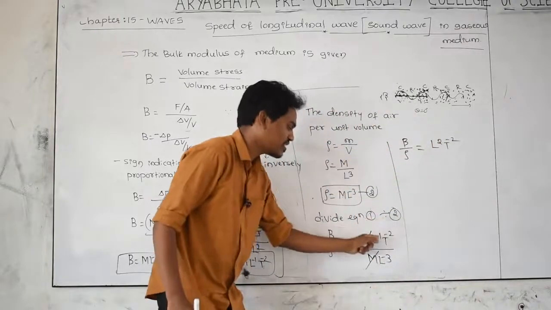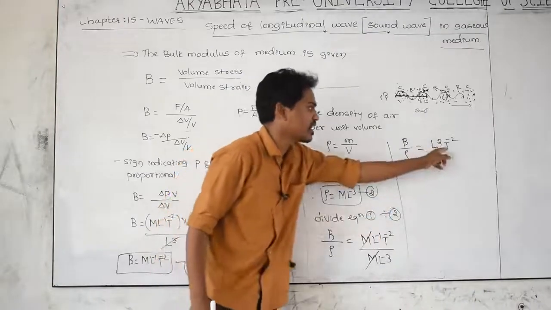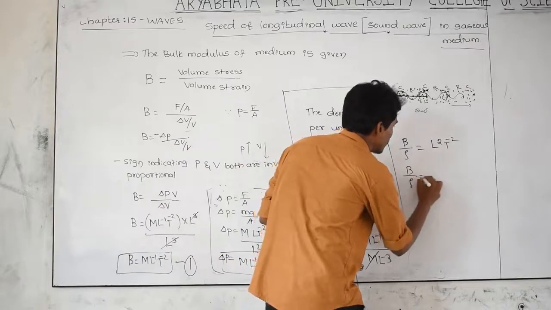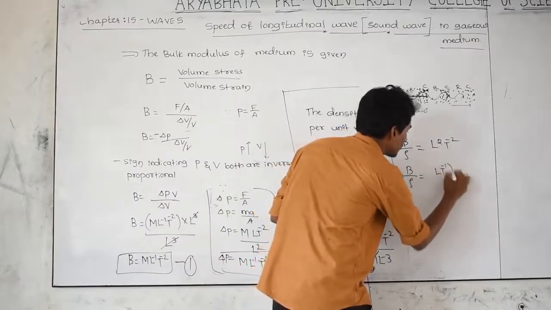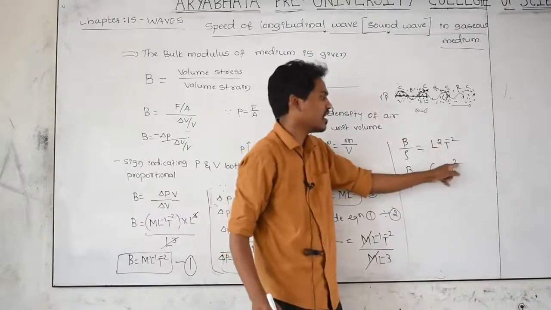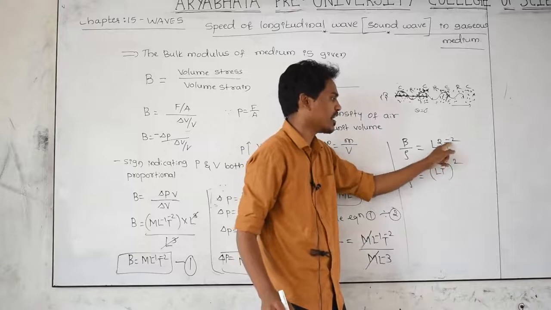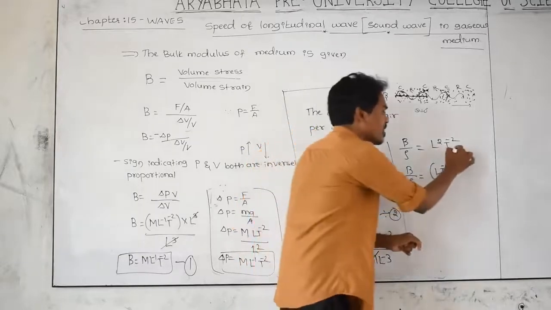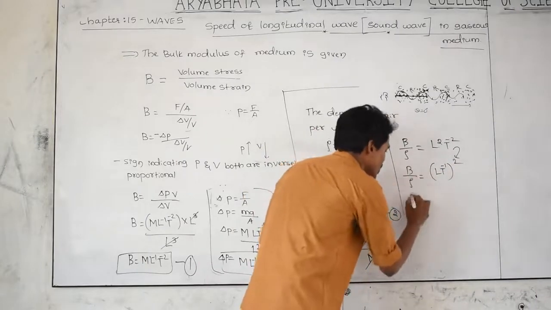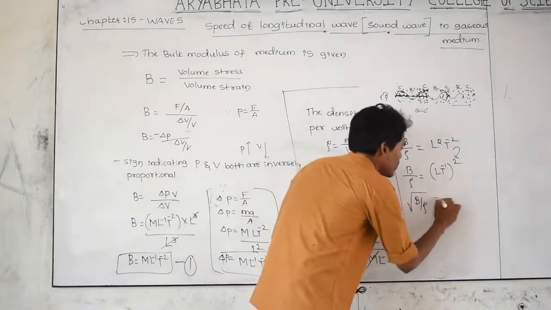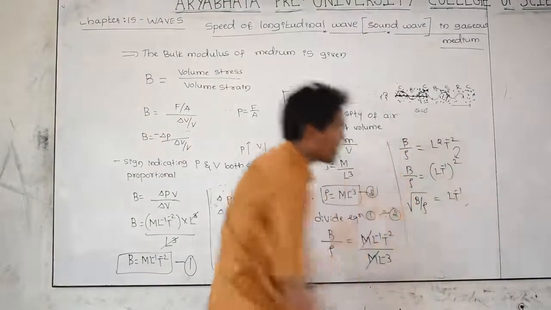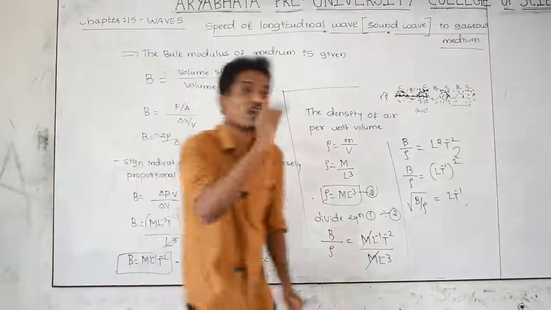Minus 3 becomes plus 3, and minus 1 gives L square, T raised to minus 2 as it is. Then B by rho, can I write this as L T raised to minus 1, whole raised to 2. If you expand this, again you are getting L square, minus 1 into 2, minus 2. If you don't want square here, make it root. Then root of B by rho is equal to L T raised to minus 1. You know very well, L T raised to minus 1 is the dimensional formula of velocity.